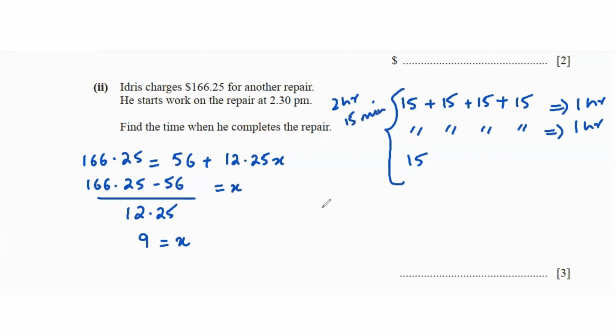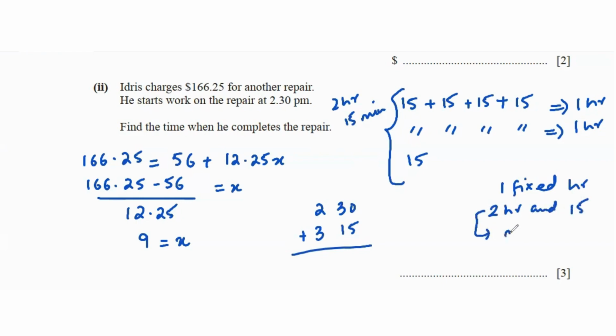So now he started the work at 2:30. One existing hour, which is for $56, already exists. So we're adding 3 hours and 15 minutes to this. Why 3 hours? 1 fixed hour, and then 2 hours and 15 minutes is the additional time. So that's going to be 45 and 5. So he's going to stop working at 5:45 p.m.